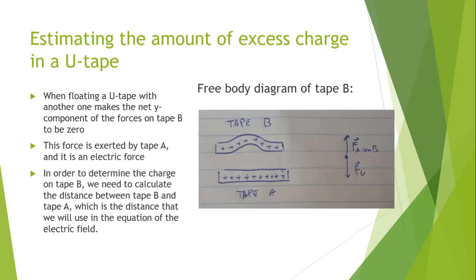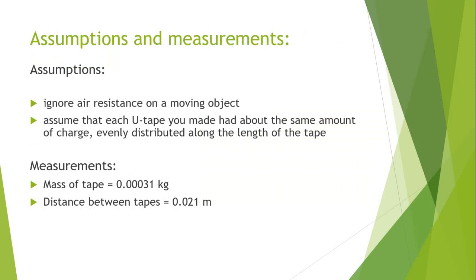Floating a U tape with another one makes the net Y component of the forces on tape B zero. This force is exerted by tape A and it is an electric force. In fact, as you can see in the free body diagram, the magnitude of the electric force and the gravitational force are the same, but they have opposite directions. Here we have to calculate the charge on tape B, and in order to do that, we need to calculate the mass and the distance between these two tapes.